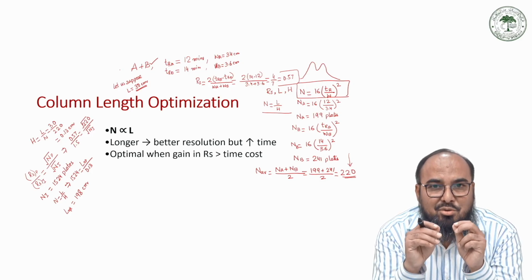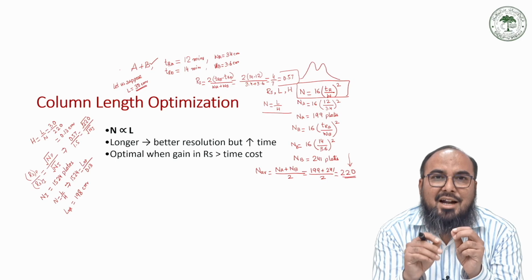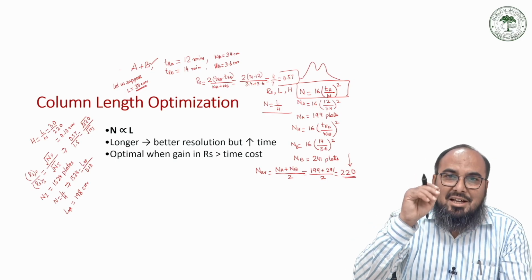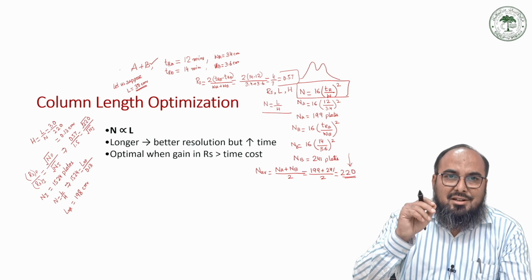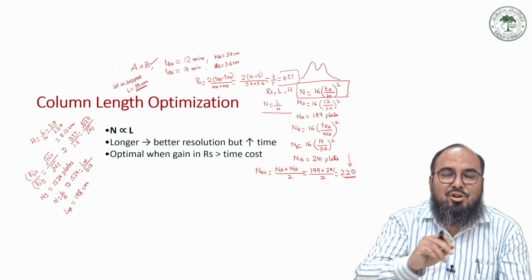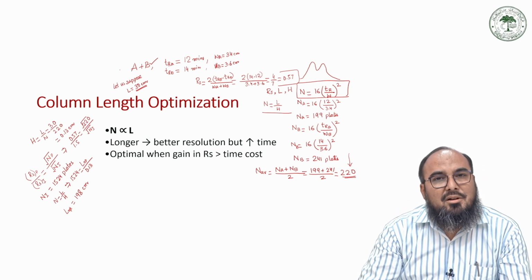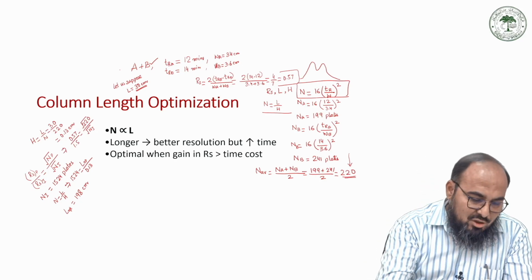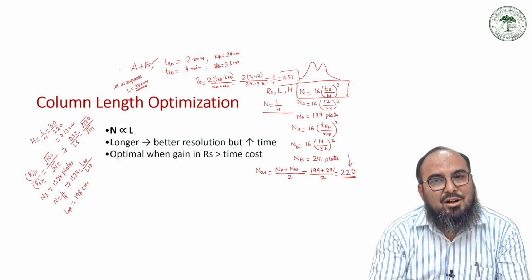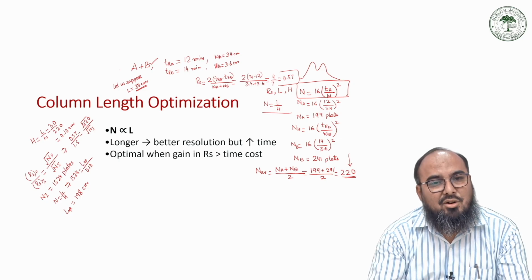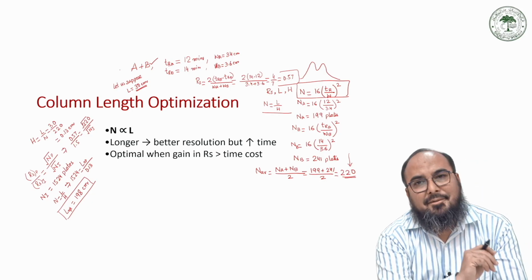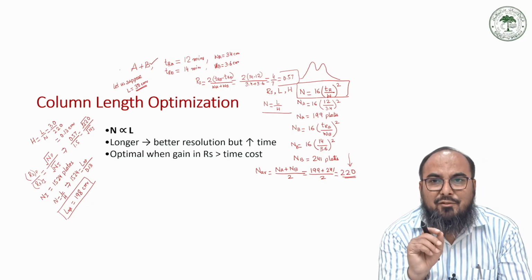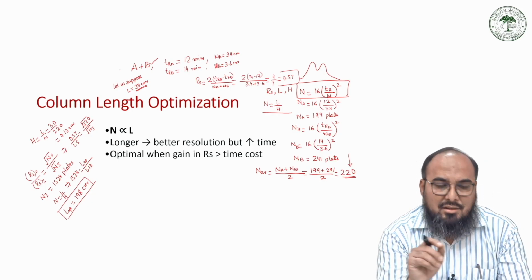This is the beauty of calculation, that even without performing any laboratory experiment, without using any solute, or without taking the different components of the mixture into the column, you actually optimize it by simple calculations. So your length must be 198. Now you have optimized the length.